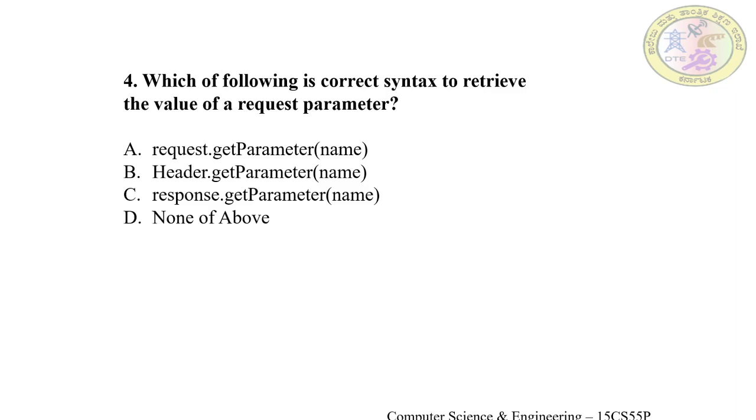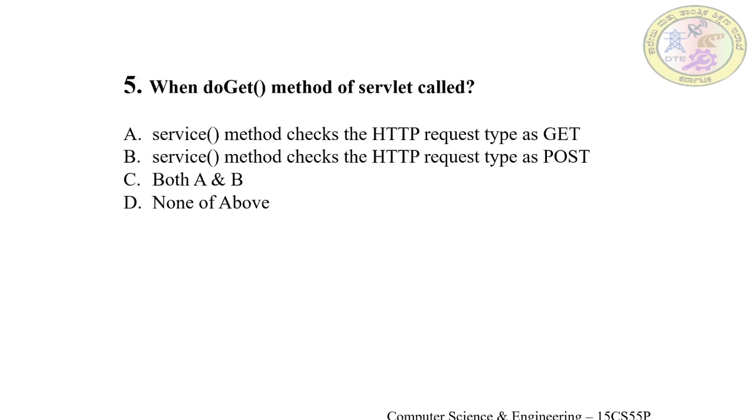Fourth question is, which of the following is the correct syntax to retrieve the value of a request parameter? First option is request.getParameter. Second one is header.getParameter. Third option is response.getParameter. And fourth one is none of the above. The correct answer for this one is A, that is using request.getParameter we can read the value of a request parameter.